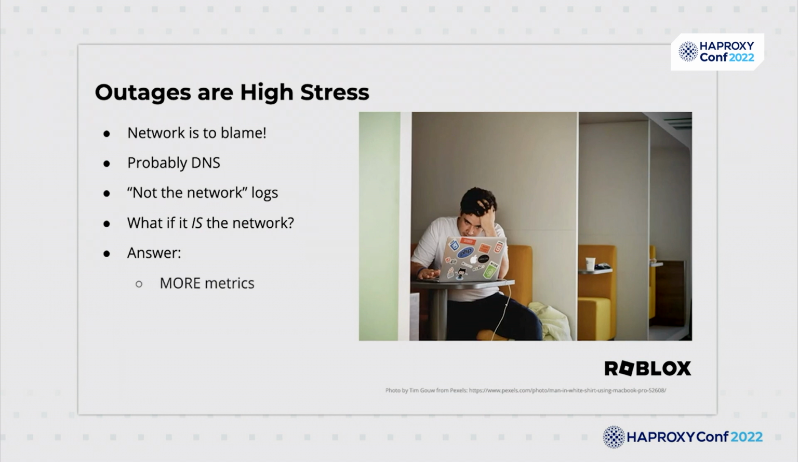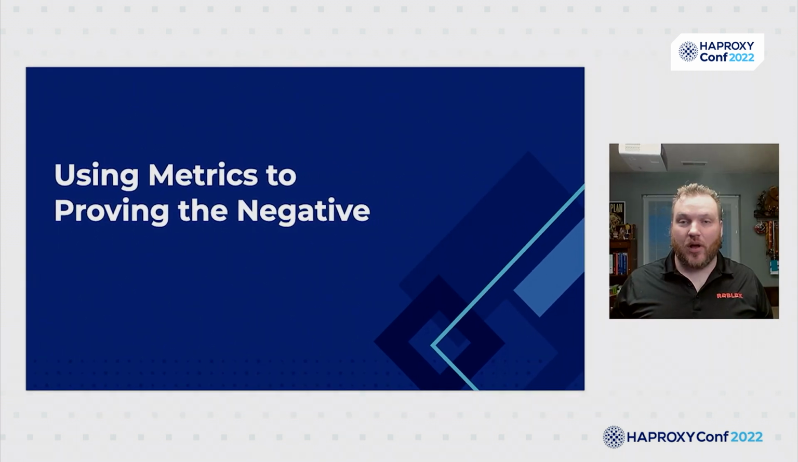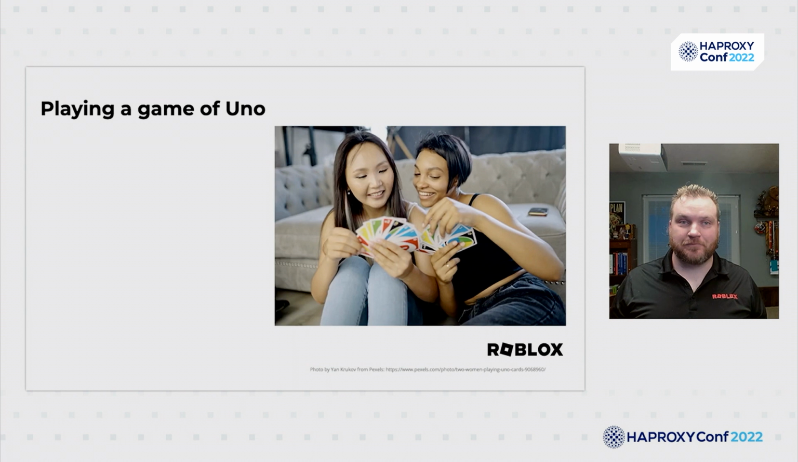And the answer is always going to be more metrics. Because proving the negative is impossible, I'm going to show you today how we've added metrics to our catalog of metrics to be able to help our users and developers understand what's going on with their applications from the perspective of load balancing and DNS.